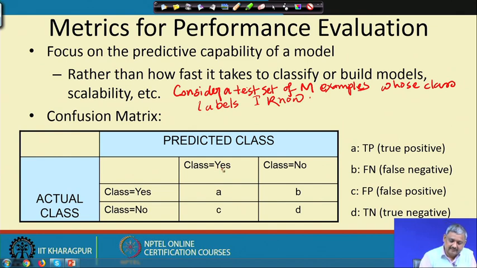And let us say a number out of these m examples actually belong to the first class, let me call it the S class, and are also predicted to be S class. So, a out of m, and this number I would call a true positive: actually positive, also predicted as positive. This is the most desirable case.